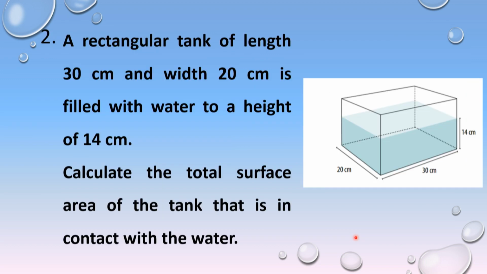Question 2. A rectangular tank of length 30 centimeters and width 20 centimeters is filled with water to a height of 14 centimeters. You need to calculate the total surface area of the tank that is in contact with the water.